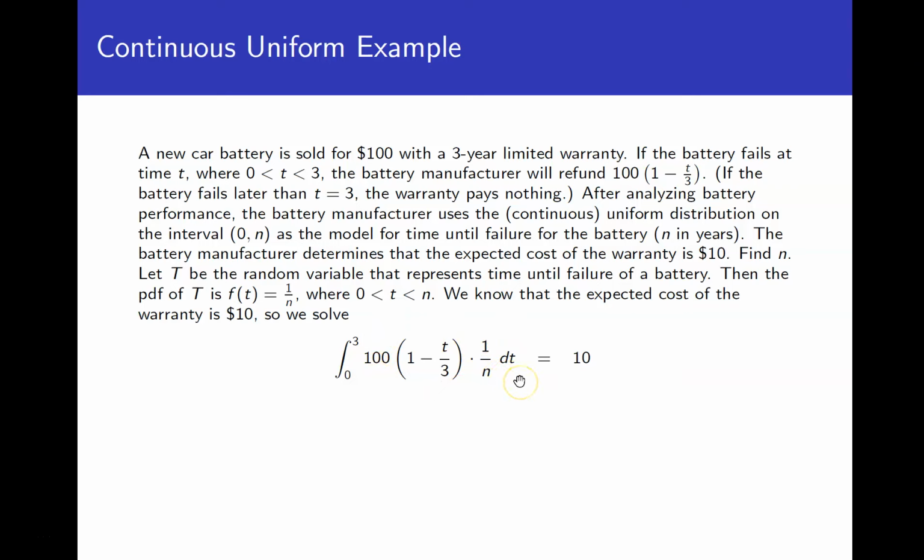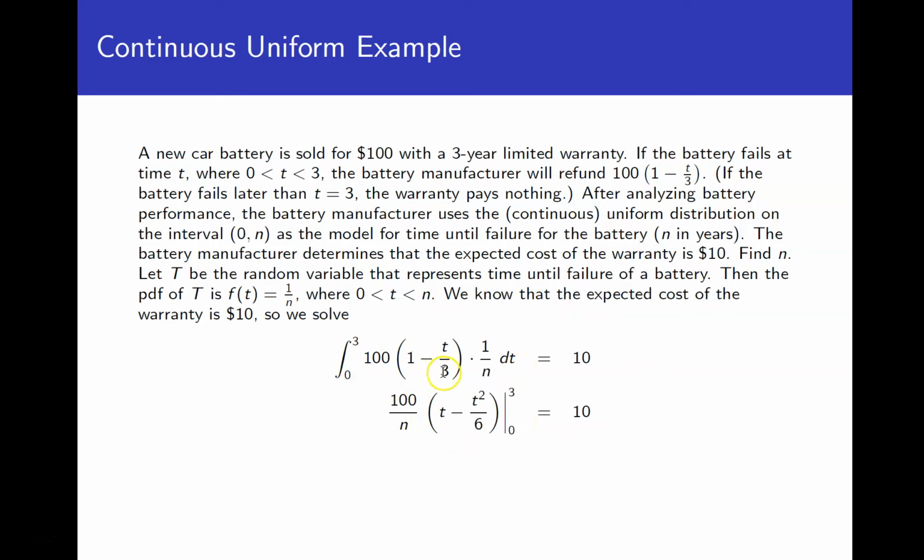If you want to think about it, there would be an integral on the end here. It would be plus the integral from 3 to N of 0 times 1 over N, but we know that's going to be 0, so we don't need to put that on there. So this is the equation we need to solve for N, and this is pretty straightforward.